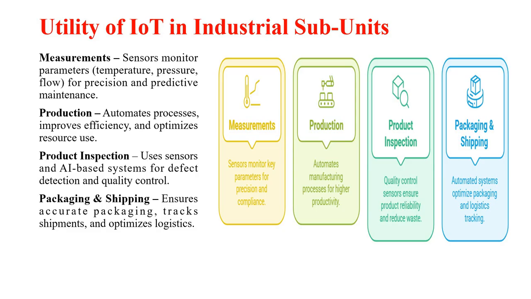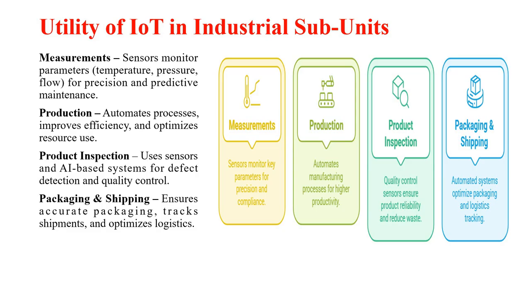And product inspection, here the quality control sensors will detect defects, inconsistencies and deviations in products, and it uses AI-based vision systems for automated inspection and reduces waste and rework, improving product reliability.